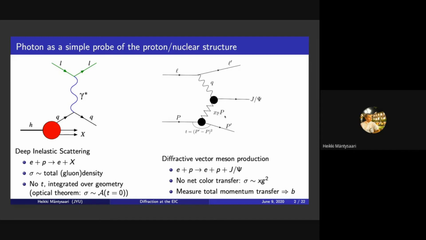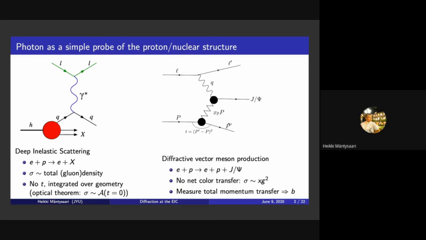Now, in such a process, I can have a virtual photon emitted from the lepton. Then this photon somehow interacts with the target proton or nucleus, and I produce the vector meson. And then experimentally, I require that there is a rapidity gap, meaning an empty detector between the outgoing meson and the outgoing proton or nucleus.